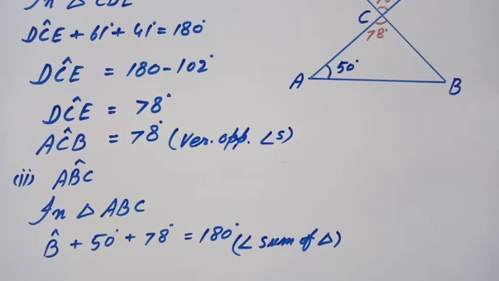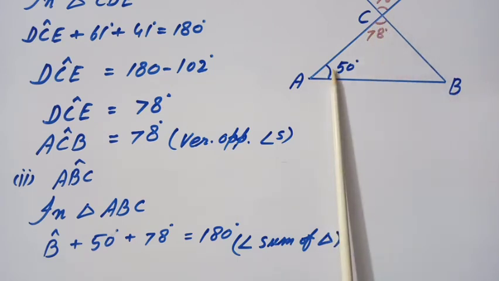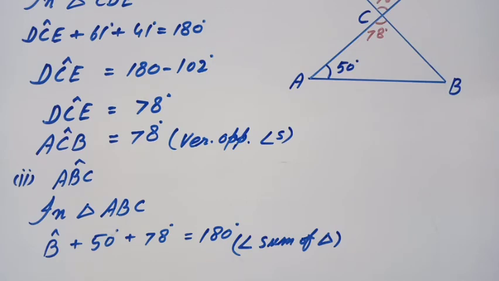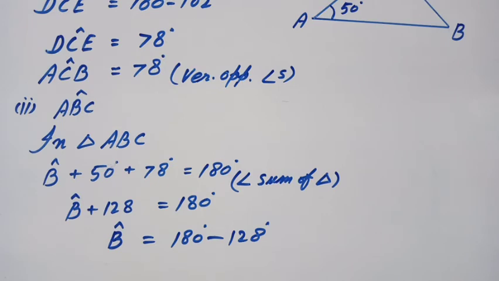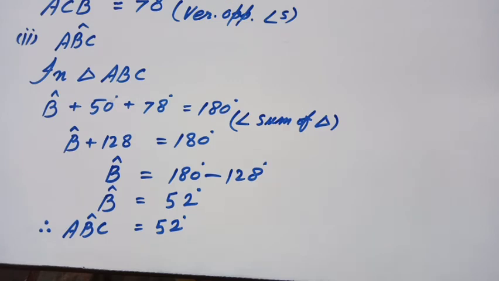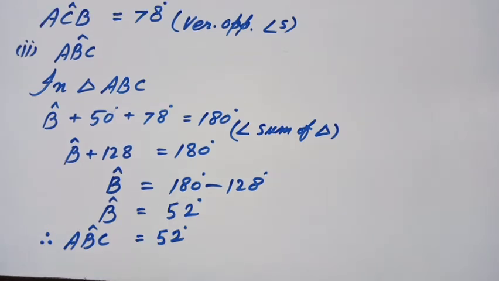So this way, in the triangle ABC, this angle B plus 50 plus 78 is equal to 180 degrees. Now solve it just like an equation. This way the angle B is calculated as 52 degrees. Hence the value of ABC is found as 52 degrees, right?